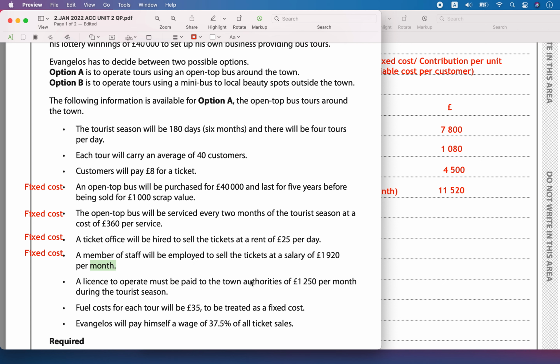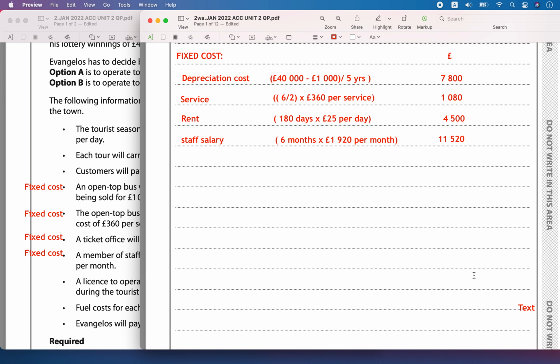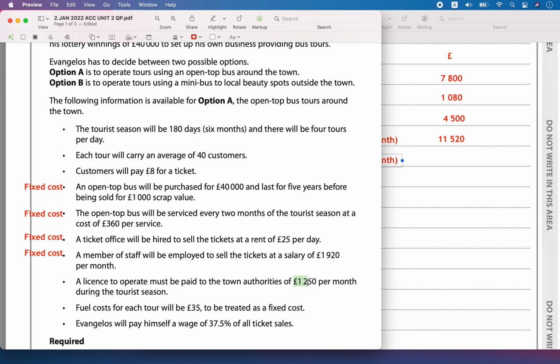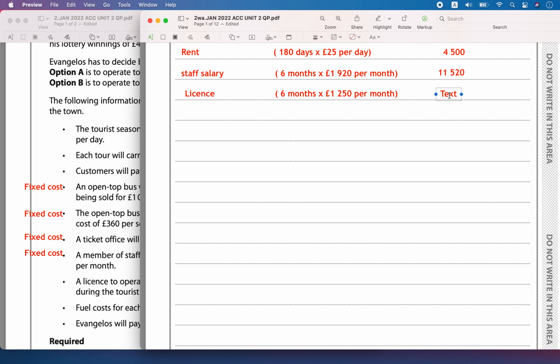Now a license to operate must be paid to the town authorities, 1250 per month. So the license also incurs a cost here. So let's write it here, license, for 6 months. Every month you are going to pay 1250 per month. So the license cost is going to change here. So the amount is 6 into 1250, so that is 7,500.